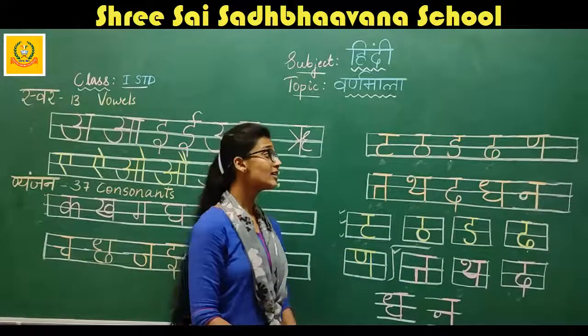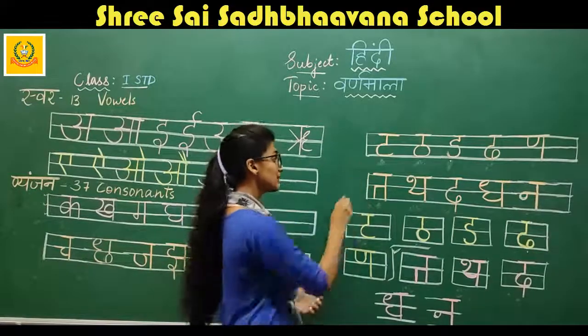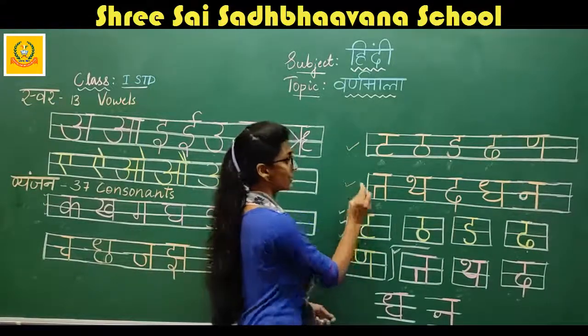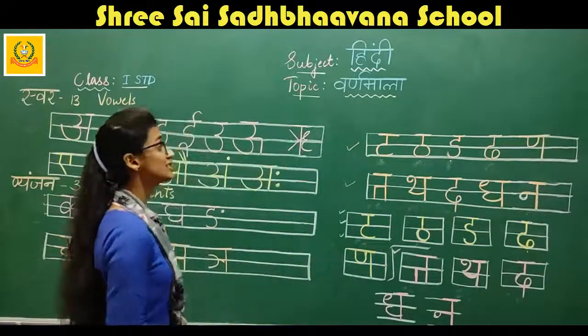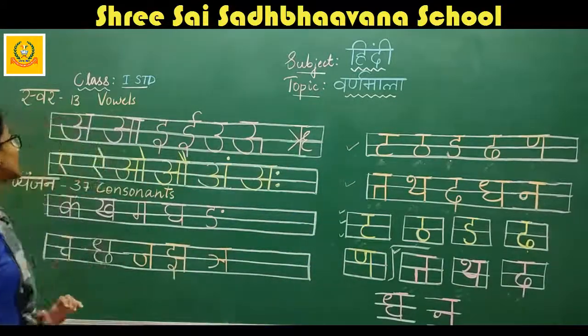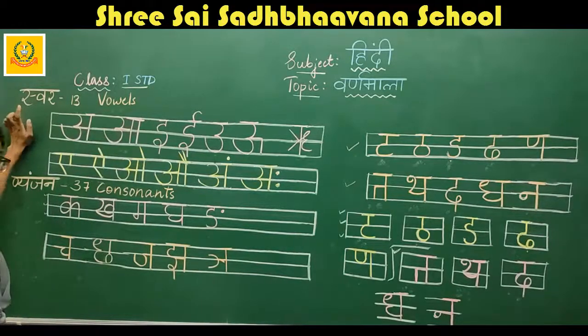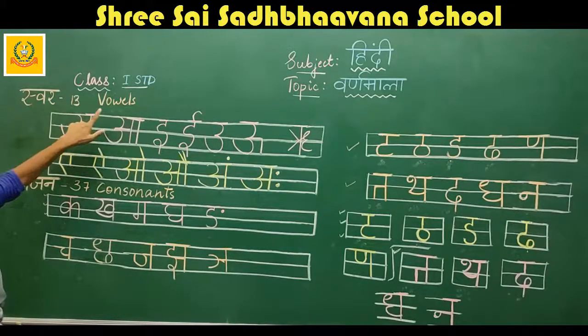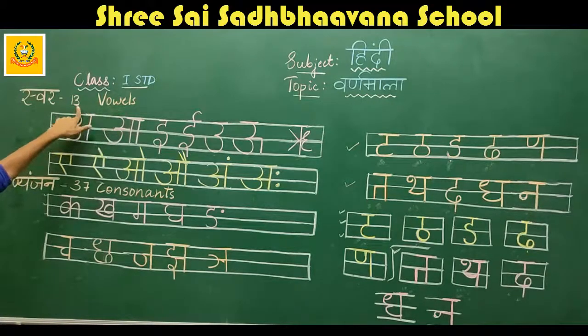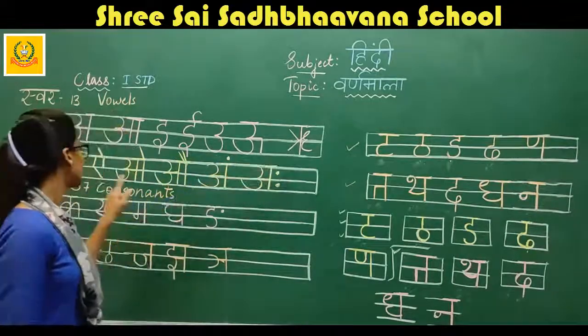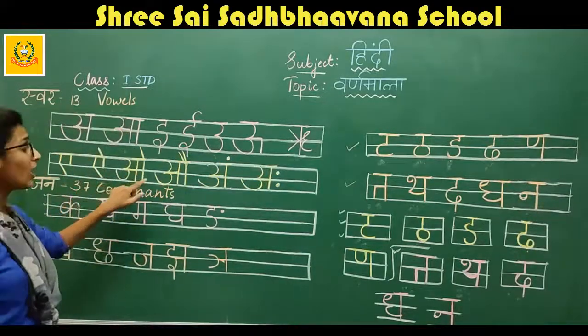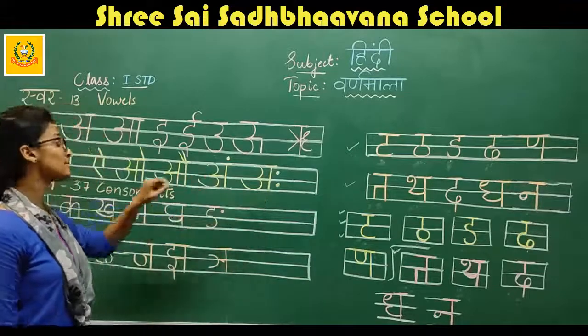So children, in today's class we learned ta varg and tha varg. So let me revise once again for you all. In the first class we had learned what is swar. They are known as vowels in English. They are 13 in number. They are a, e, u, ru, a, i, o, au, aha.